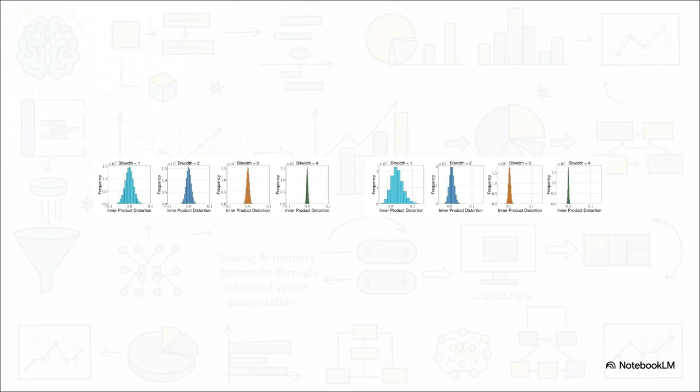See how at lower bit widths the data skews off-center? That skew right there is the exact bias that ruins AI recall. By combining both steps, TurboQuant achieves that perfect distribution you see on the left.